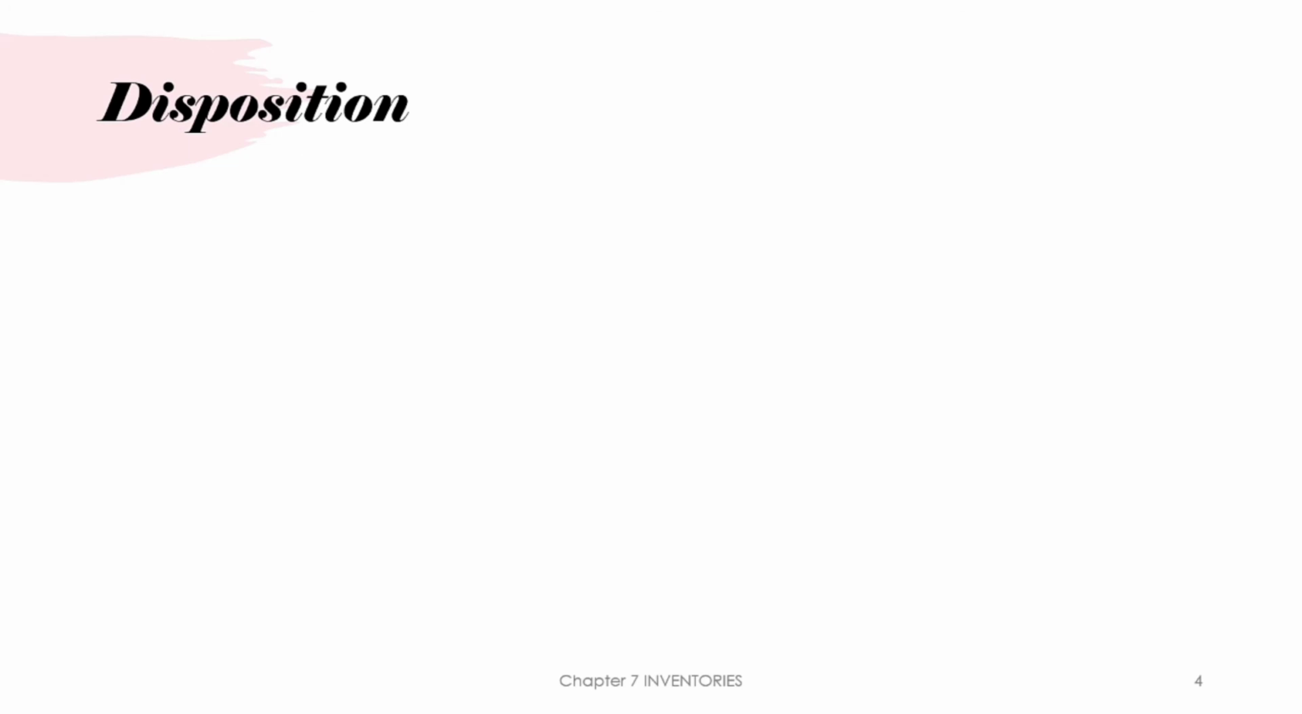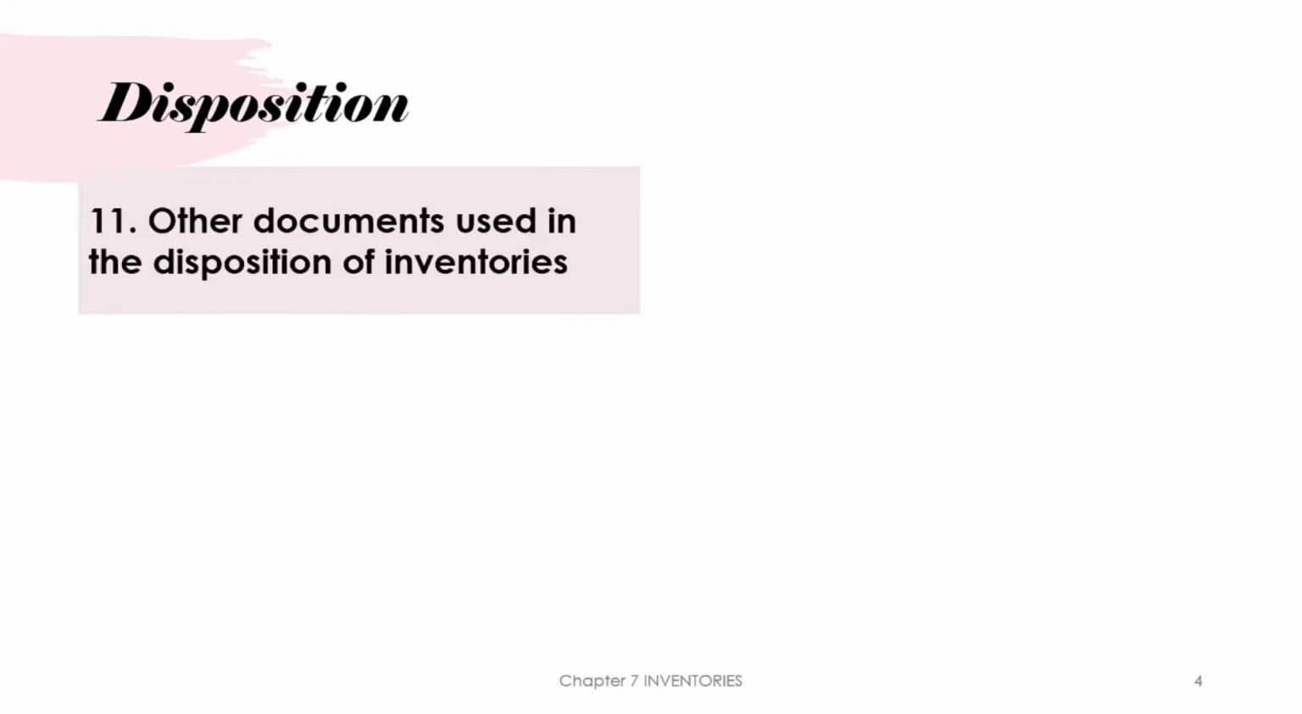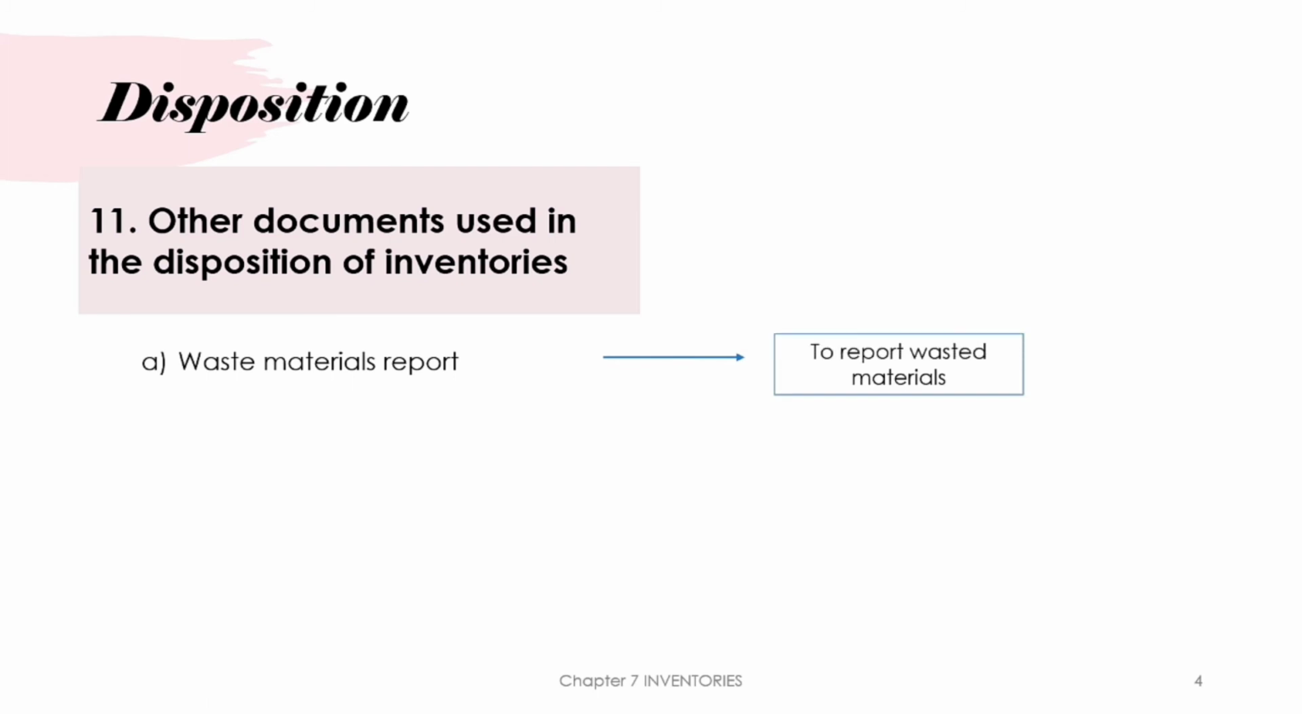In disposing inventories for a government entity, here are the other documents used in the disposition of inventories. So first we have the waste materials report. This is a report prepared by the property or supply custodian to report wasted materials such as destroyed spare parts and other spoilages. So in the case of waste materials and worn out and obsolete spare parts, the waste materials report general form number 64A shall be used.